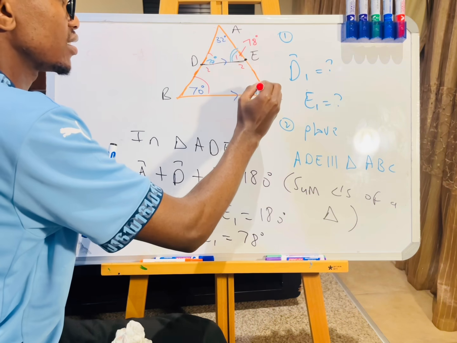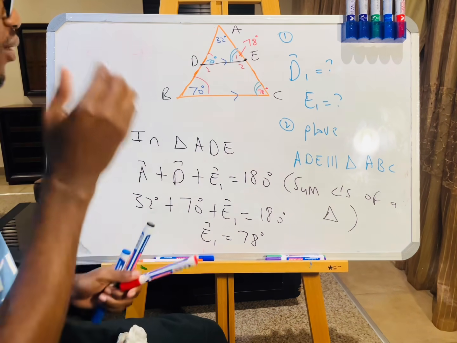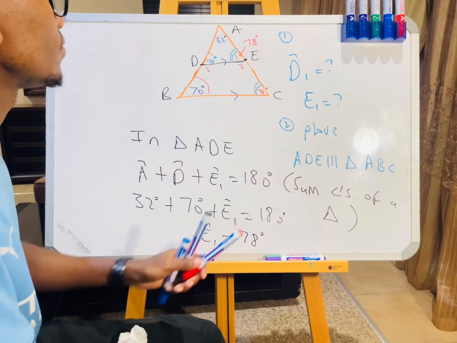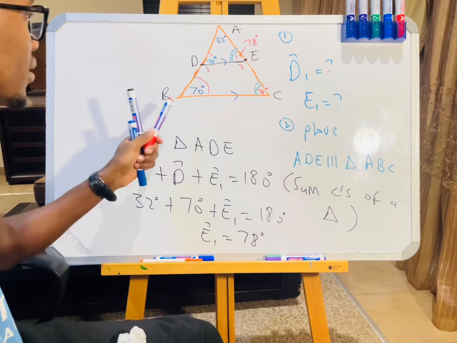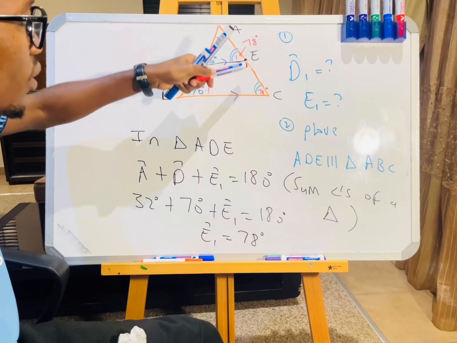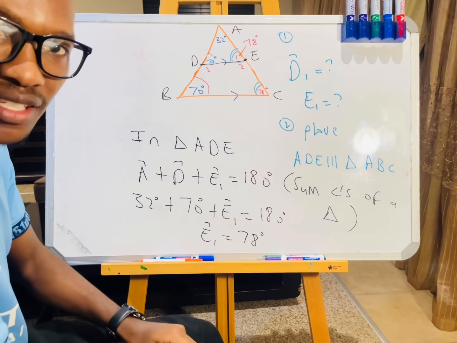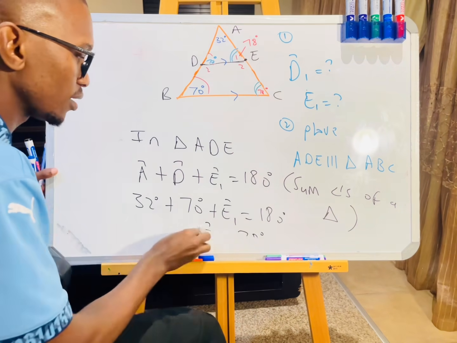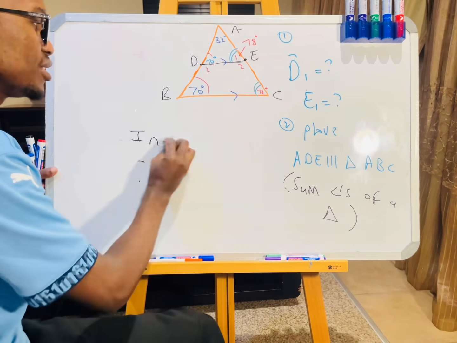Even here, it's going to be 78 degrees, because we already said that these two guys are what? Come on, say it, guys. They're corresponding angles. Remember, I did say angle E1 and this angle BCE are the same because they are corresponding. Remember that. So let's move on quickly, guys. We got E1. Now we can go to question 2, which says we must prove.